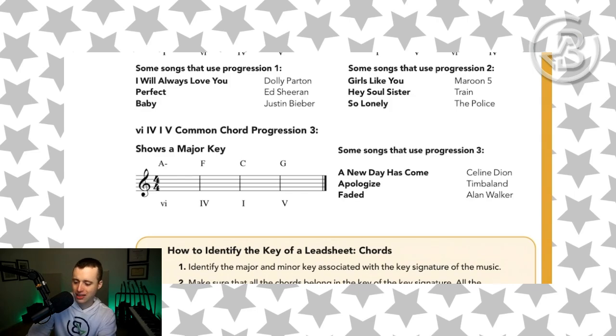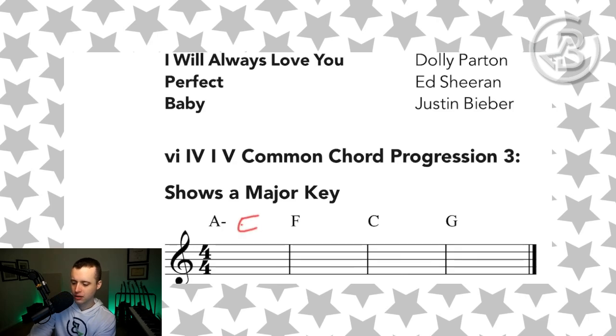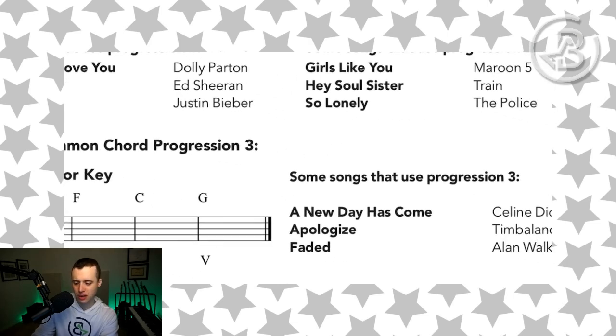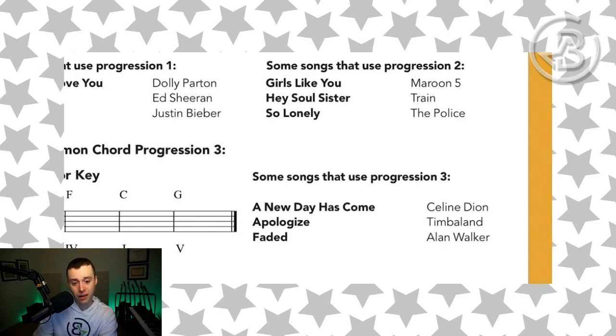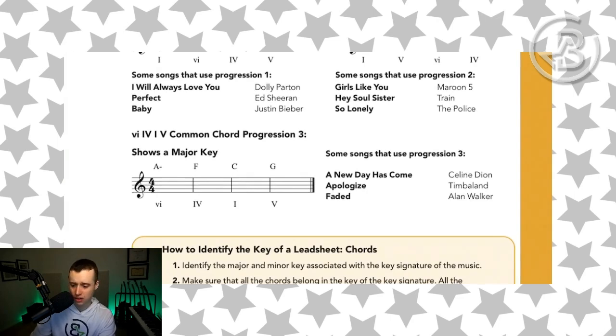If we were to do this in the key of G major, E minor would be 6, C would be 4, G would be 1, D would be 5. And we can tell that from the Roman numerals. Three examples of this common chord progression are A New Day Has Come by Celine Dion, Apologize by Timbaland, and Faded by Alan Walker. So I know this was kind of a long lesson, but hang with me here.